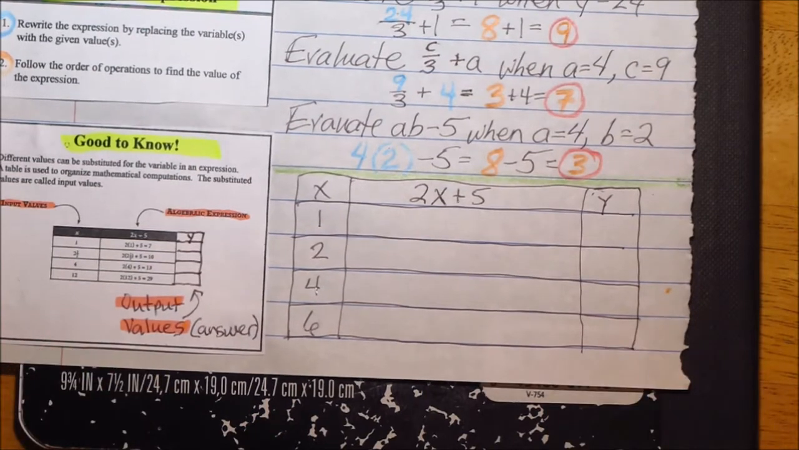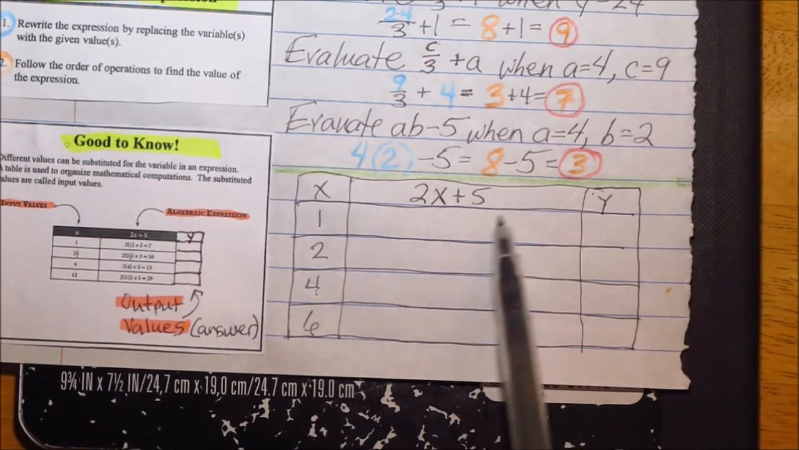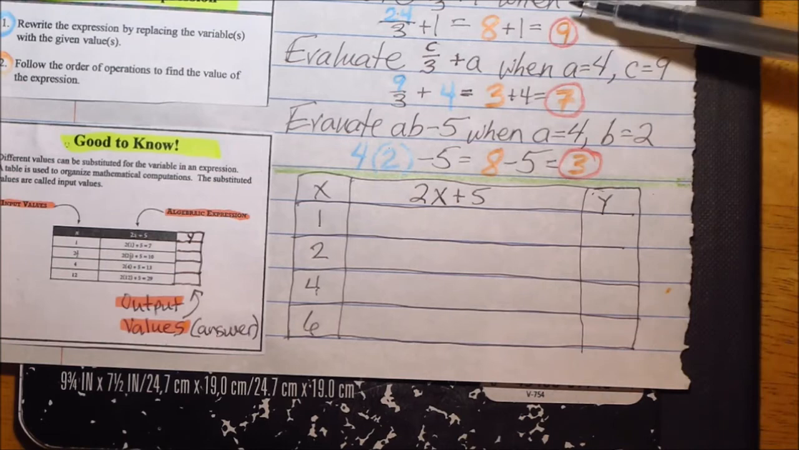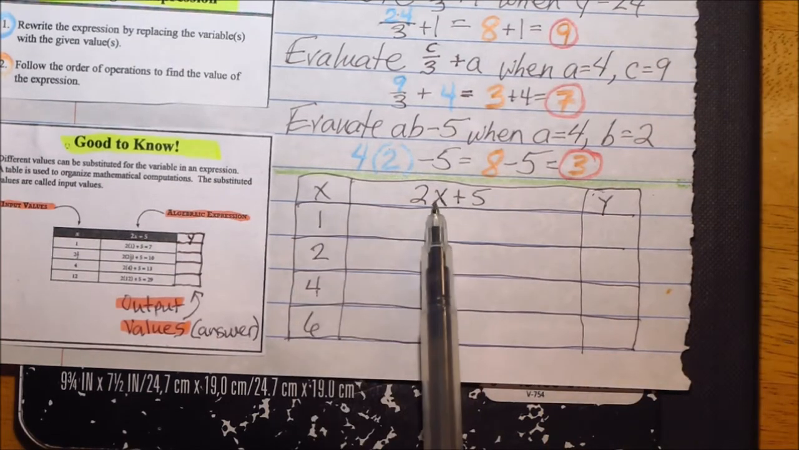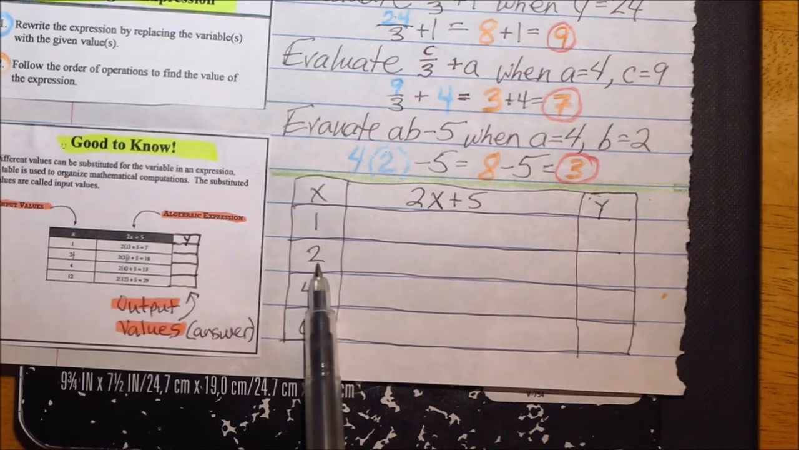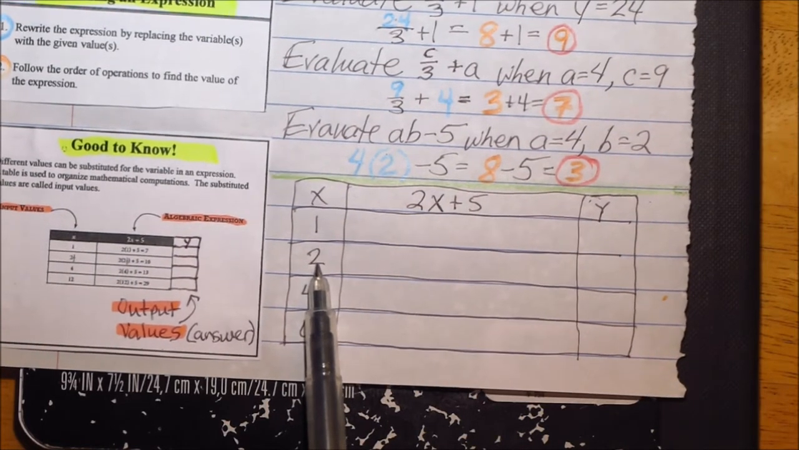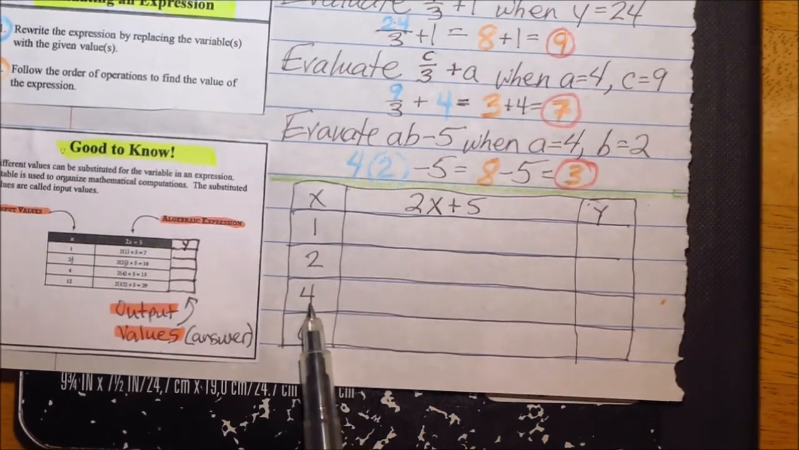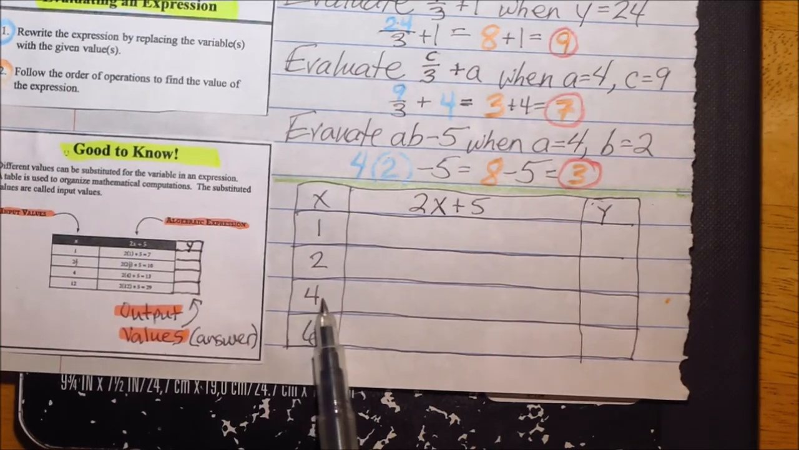All right, here's what we're doing. This expression, just like we did up here, we're going to plug in this value for the variable in this expression, and we'll get an answer. And then we're going to do it again, but with this value. Then again, but with this value. And of course, each time we do that, we'll get a different answer.